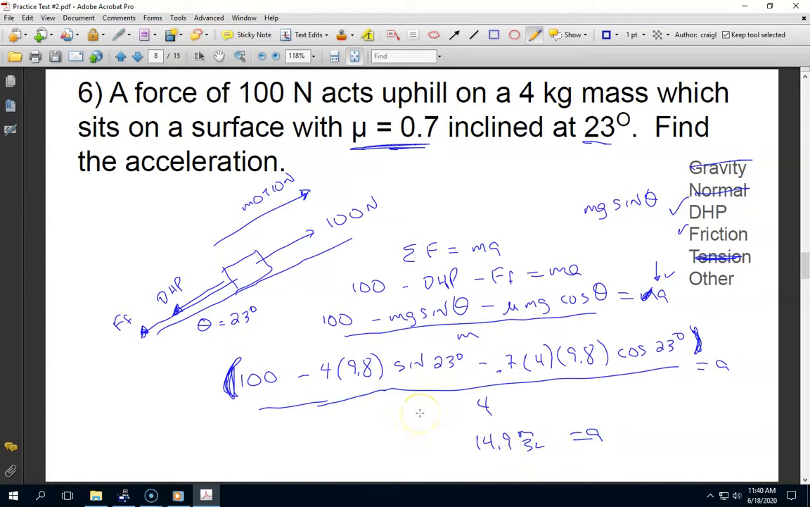We had 25 when there was no friction. We had 18 something when there was friction. And now you tilt it up, it's going to slow it down a little bit more because you've got to overcome the downhill pull and the force of friction.